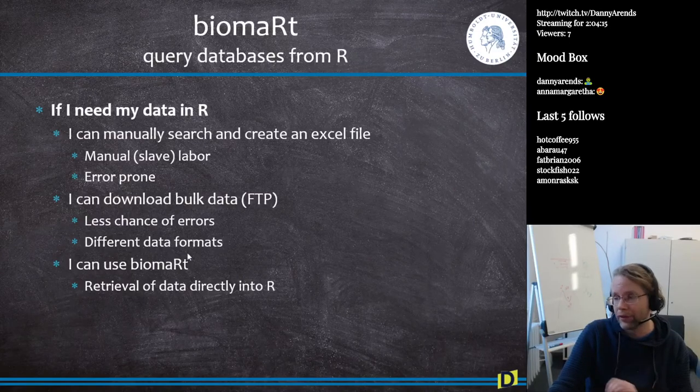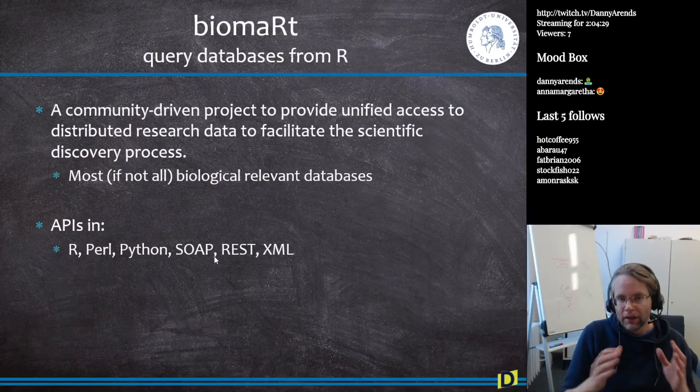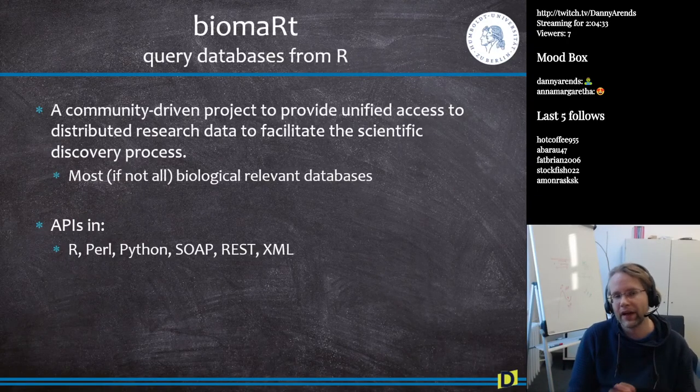You don't have to deal with different data formats because you can specify the data format that you want, and biomaRT will just give that data to you in the format that you specify, which is really, really useful. So, what is biomaRT? Well, it's a community-driven project to provide unified access to distributed research data to facilitate the scientific discovery process. And it's not just for Ensembl, because I often say, oh, you connect to Ensembl, but you can also connect to almost all biologically relevant databases.